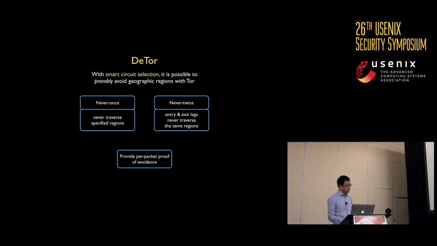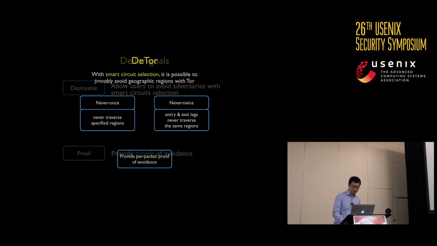To summarize, DeTor protects users from different attacks with appropriate Tor circuit selection, and it provides 2 types of avoidance: never once and never twice. For the packets over the DeTor circuit, it will also provide proof of such avoidance.